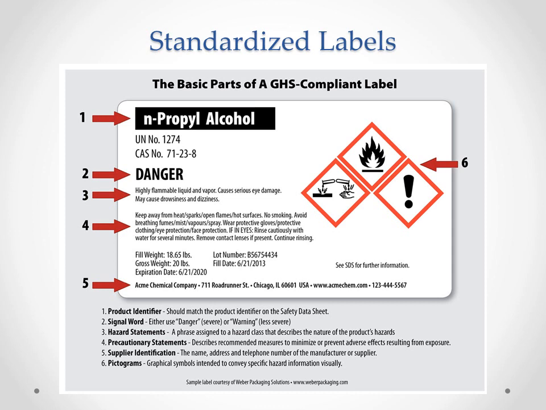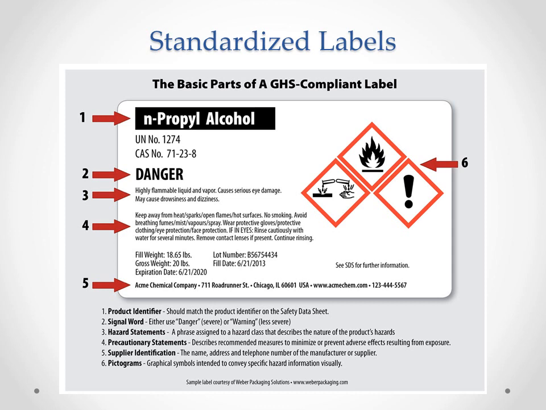So going back to our sample label here, if we look at number 4, those are the precautionary statements. In this particular label, for this particular chemical, it says keep away from heat, sparks, open flames, hot surfaces, no smoking. So that relates to the flammability hazard, which is danger in this case. It also talks about avoid breathing fumes, mist, vapors, and spray. And that has to do with the fact that it could cause drowsiness and dizziness. So these are things to prevent.